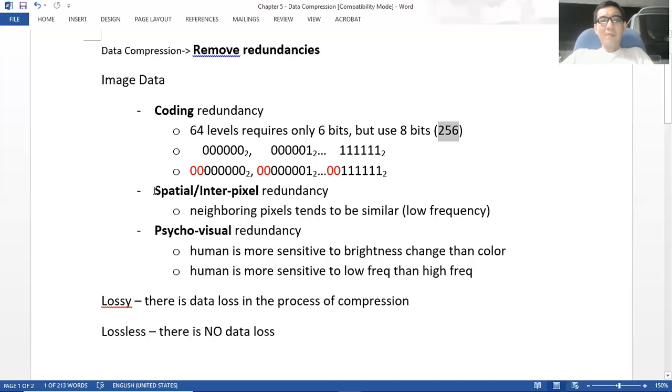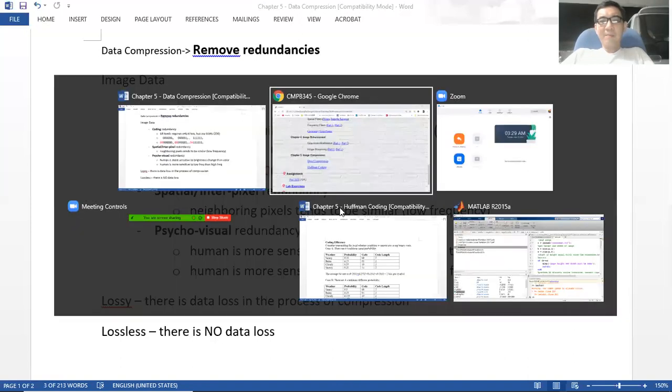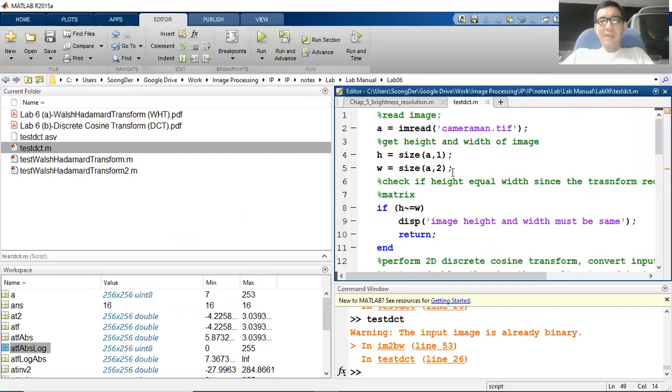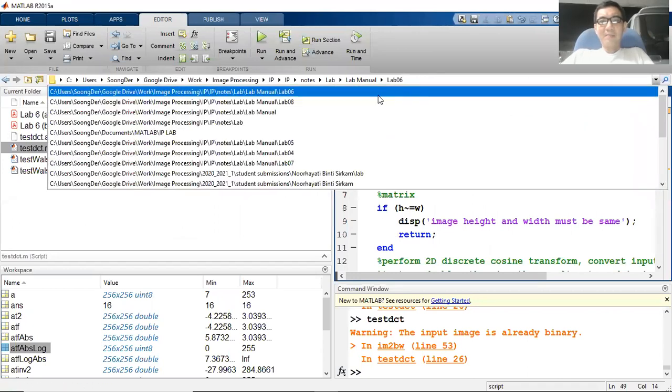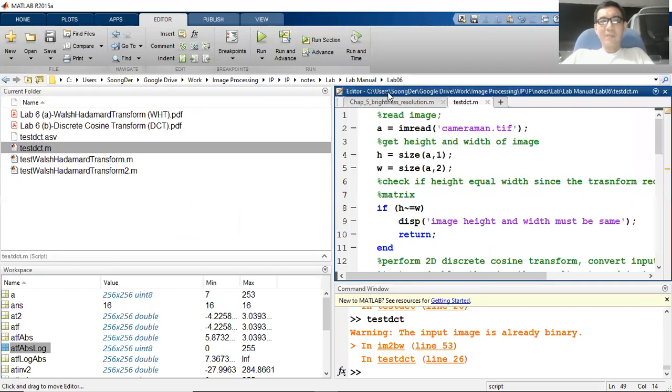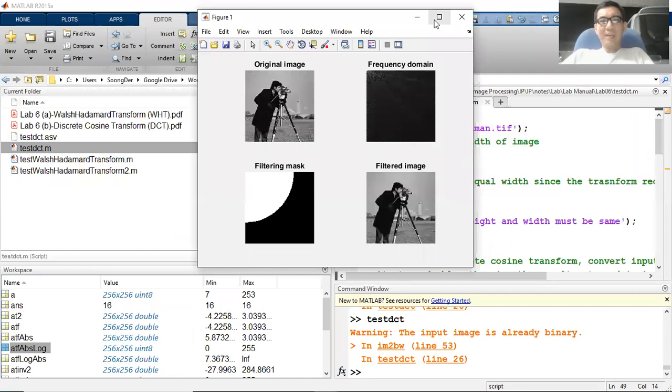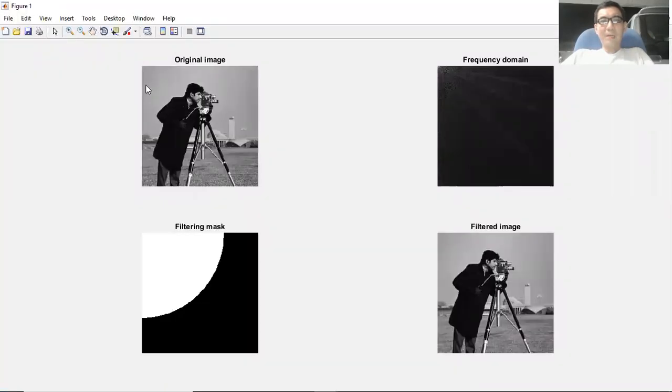Okay, the second type of redundancies, we call it spatial or interpixel redundancies. So I have one example here. You can actually go to the lab manual, lab 6. Okay, so we have this test DCT. We can actually run it. So if you look at these examples here, you can look at the image. So in this part of the sky, you can see that the gray level is very similar.